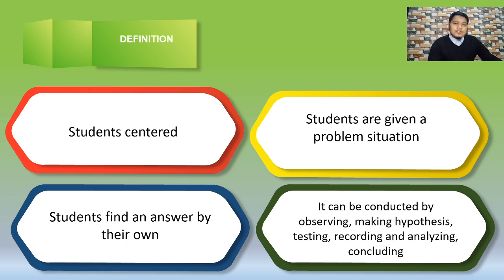And then number two, students are given a problem situation. That means the learning process is not providing final material or concepts, but students are expected to organize their learning process to find the final objective of the learning. And the third, students find an answer on their own, by doing some activities, by doing some projects. And the fourth, it can be conducted by observing, making hypotheses, testing, recording, analyzing, and also concluding. So in order to find their own answer, students will discover it through some activities.